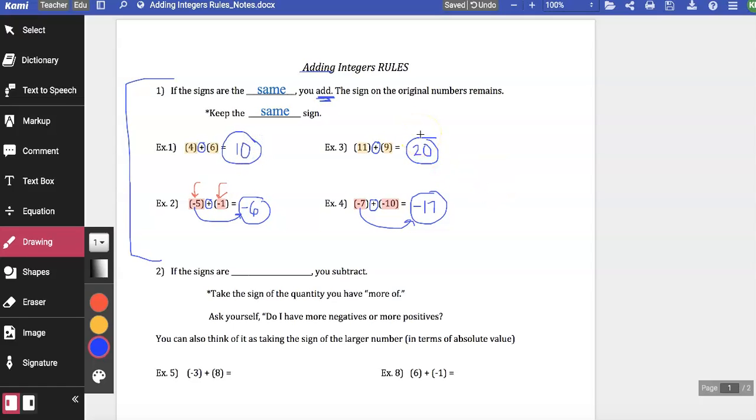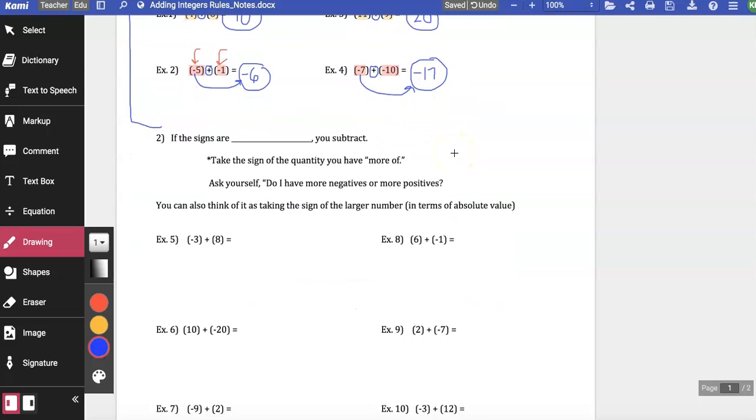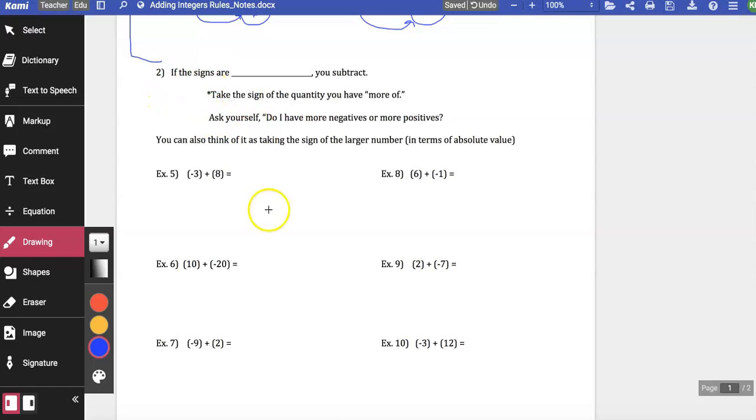Okay, so that was section 1. This was the first part of the adding integers rules. Let's move on to the second part. In all of these examples, take a look. We still are adding. So we have an addition sign in between. I'm not going to circle all of these, but just notice that there's an addition sign between each set of integers. But in these examples, it's different.